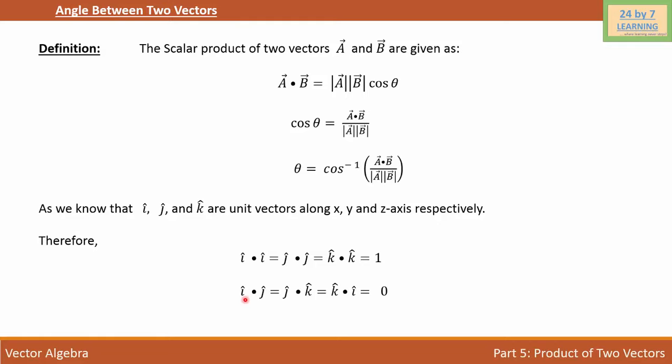But if I multiply vector i dot j, that is equal to vector j dot k, and that is equal to vector k dot i, and all these three multiplications are equal to 0. You must be wondering why this multiplication is equal to 0, because vectors i, j and k are along the x, y and z axis respectively, and that's why they are making an angle of 90 degrees, and when you substitute cosine 90, the value will be 0, and that's why vector i dot vector j is equal to vector j dot vector k is equal to vector k dot vector i is equal to 0.